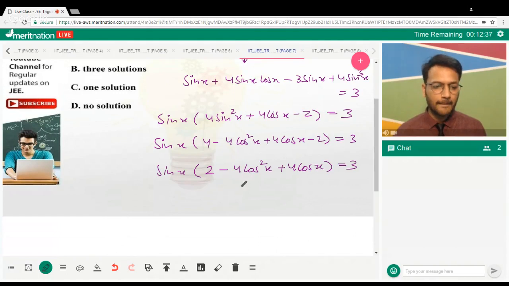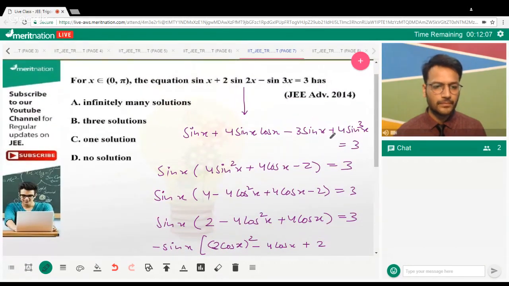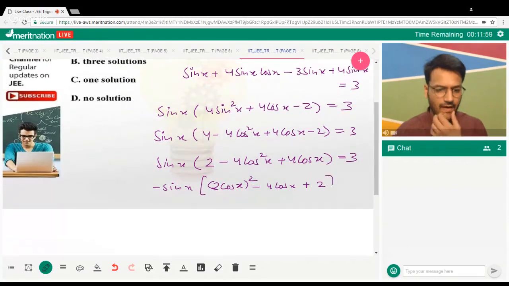Now we can apply. Let's take negative common, in fact. So this is 2 cos x whole squared minus 4 cos x plus 2 plus 2, is equal to 3. Fine enough. So it is negative sine x.